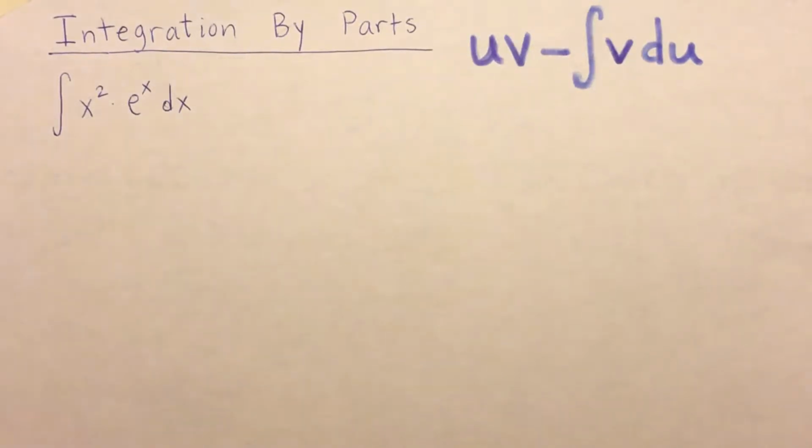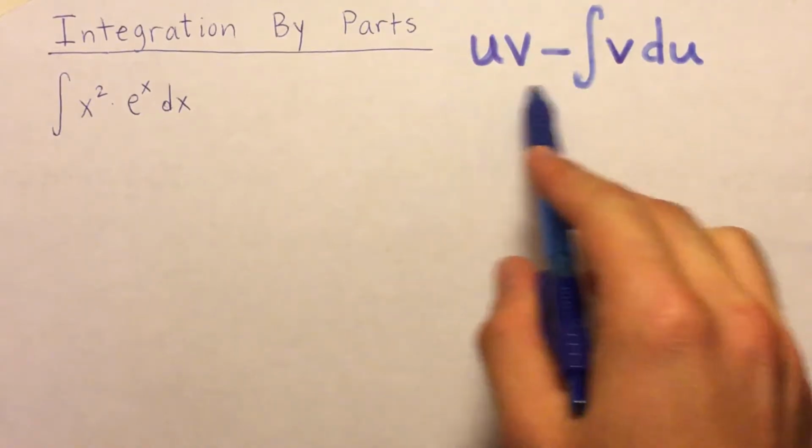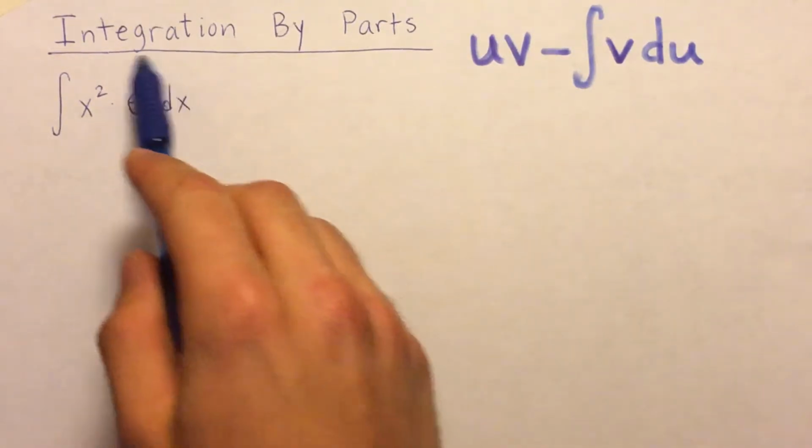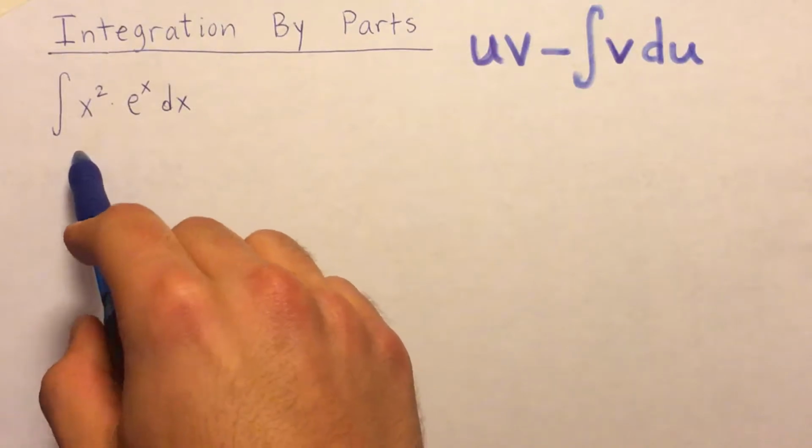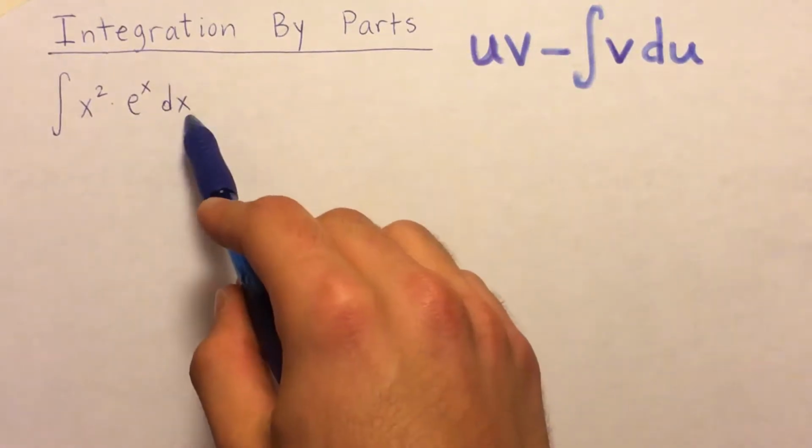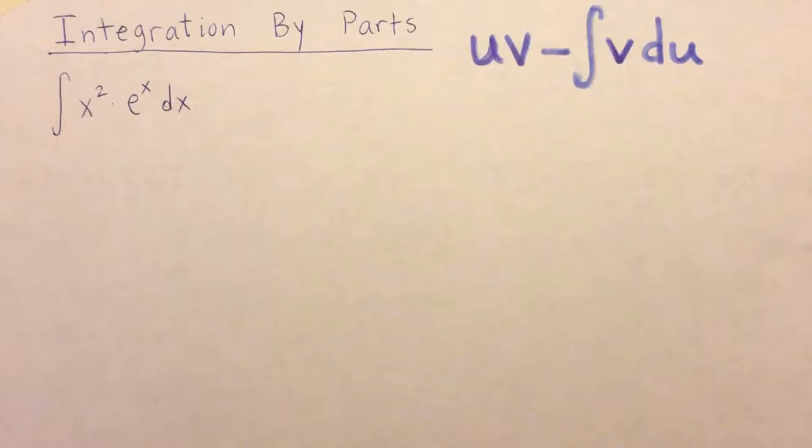Alright, in this video I'm going to be showing you how to do integration by parts, and this is the formula that you go by. So let's just start with a problem. Right here we have the integral of x squared times e to the x dx, so we're going to be integrating with respect to x.